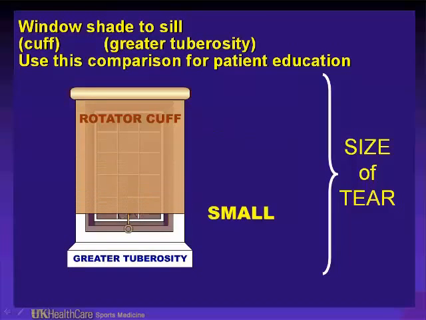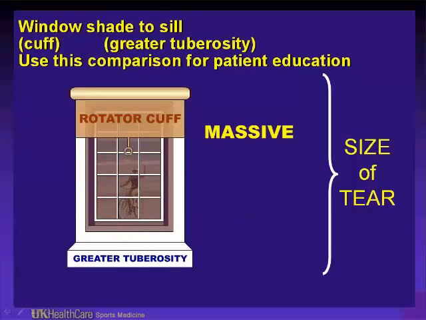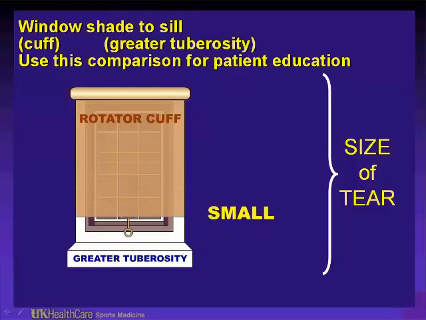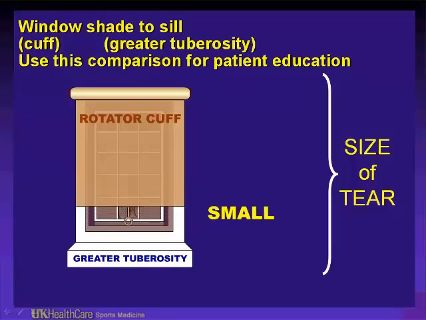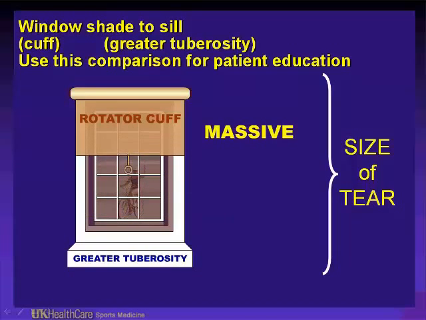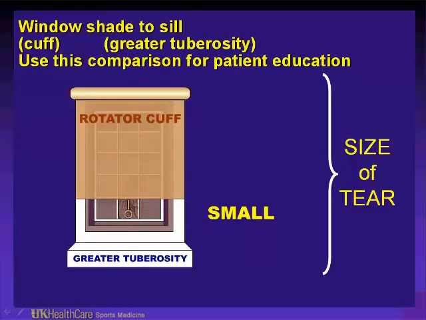MRI scans are good ways to assess the size of the tear and the chronicity, and there are people who certainly don't come in soon enough for evaluation of their shoulder pain, and by the time we get them they have a massive tear that is sometimes not repairable.